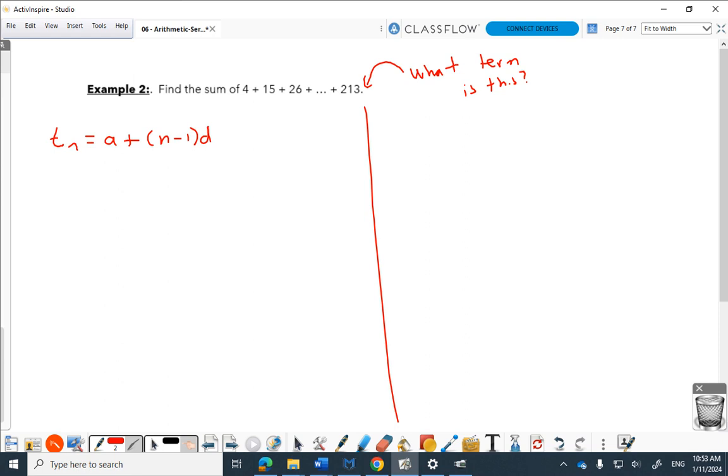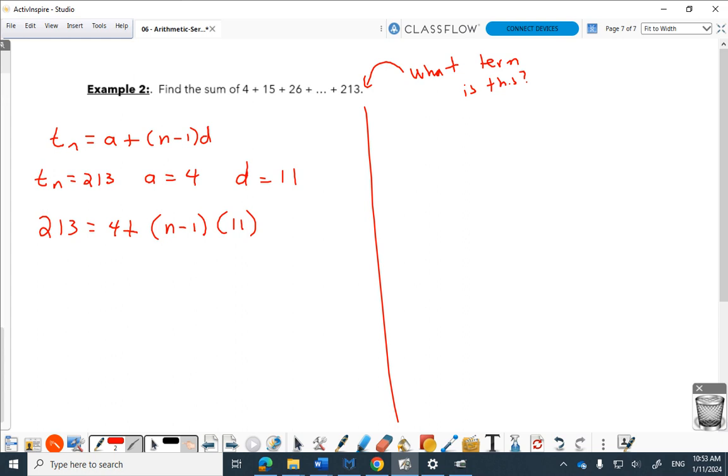What do we know? Tn is 213. A is 4. D is 11. That's a question that was in the homework a bunch of times. Subbing that in to find the term number first. That's why that question was in there, to get ready for this. So if I sub that in, I get 213 equals 4 plus n minus 1 times 11.